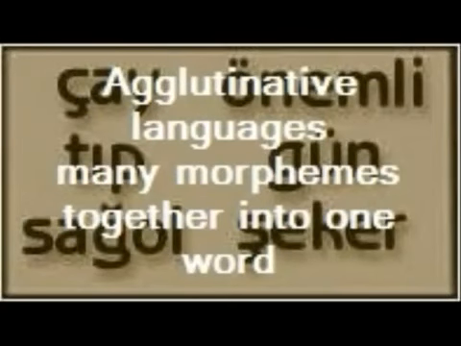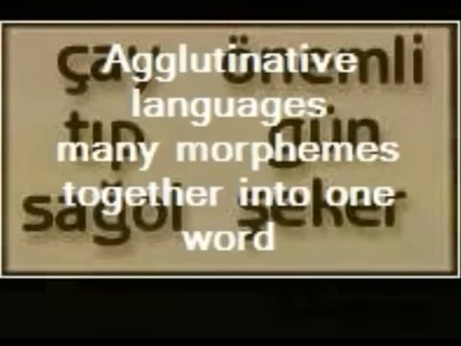Agglutinative languages combine many morphemes into one word without changing the spelling of any of the morphemes. Turkish is an example of an agglutinative language.